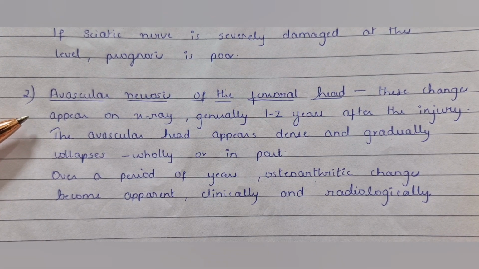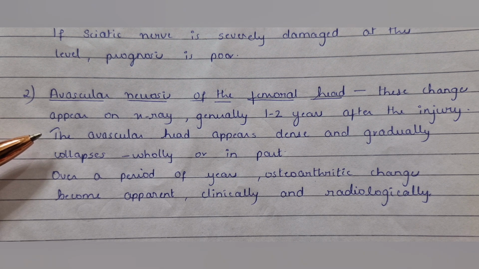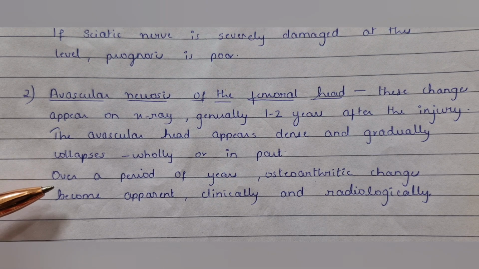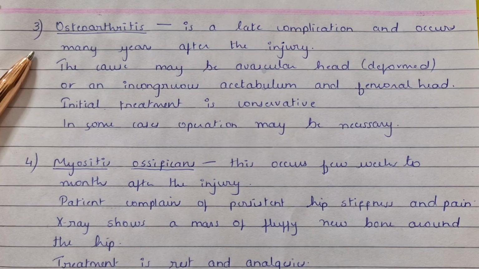Avascular necrosis of the femoral head. These changes appear on X-ray generally 1 to 2 years after the injury. The avascular head appears dense and gradually collapses wholly or in part. Over a period of years, osteoarthritic changes become apparent clinically and radiologically.